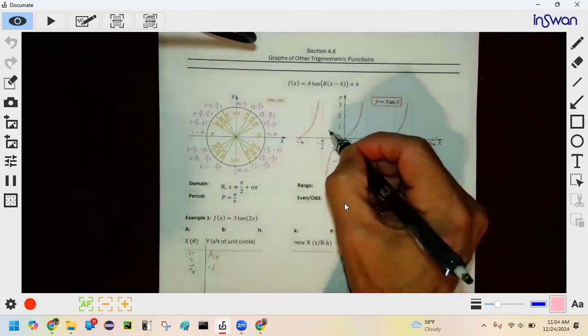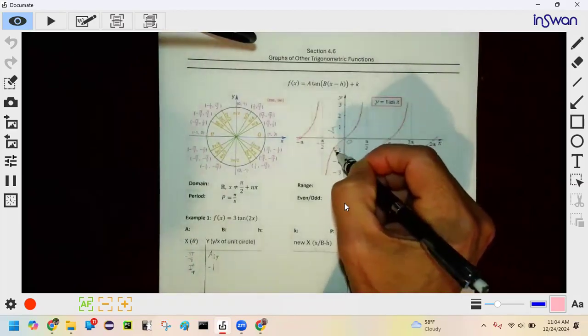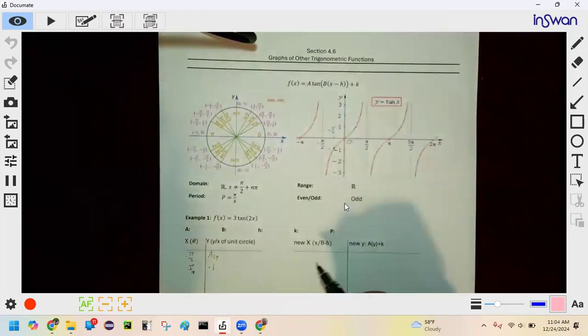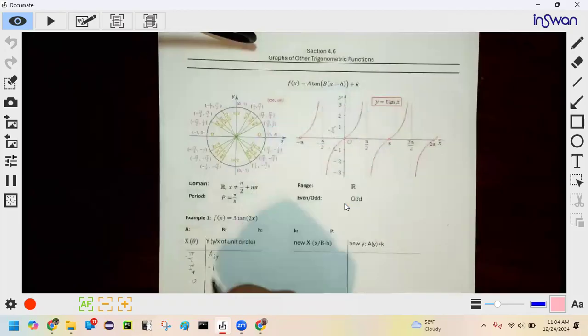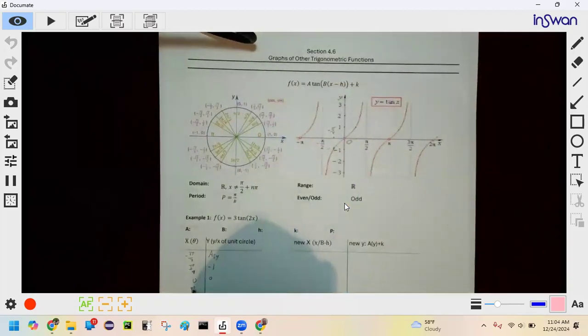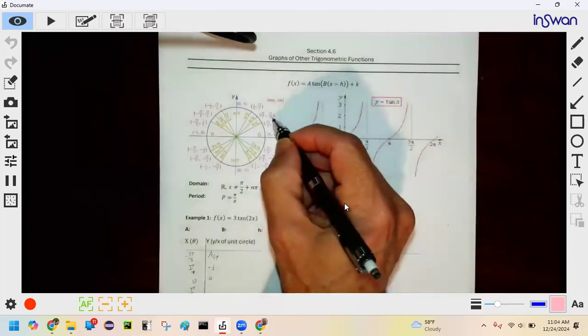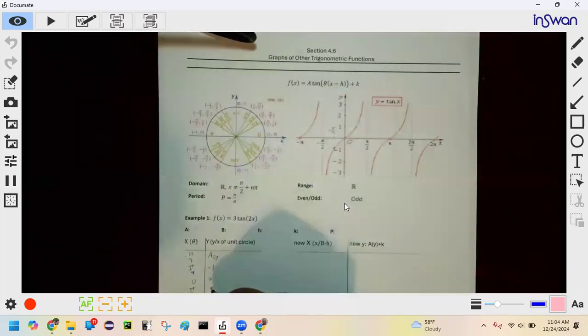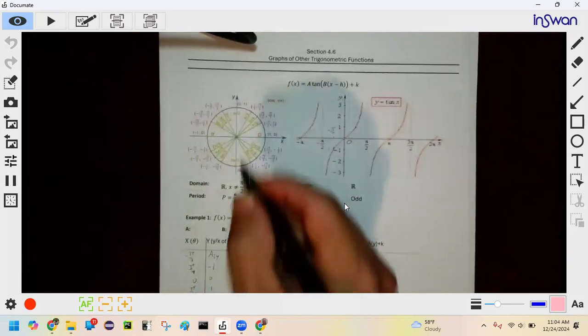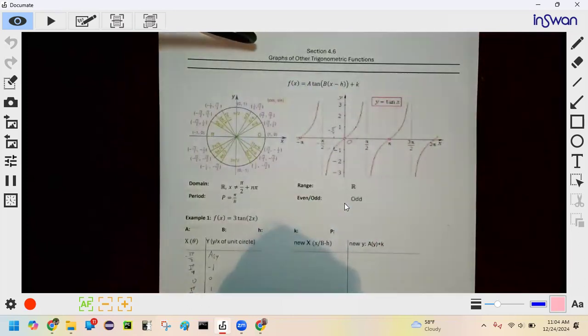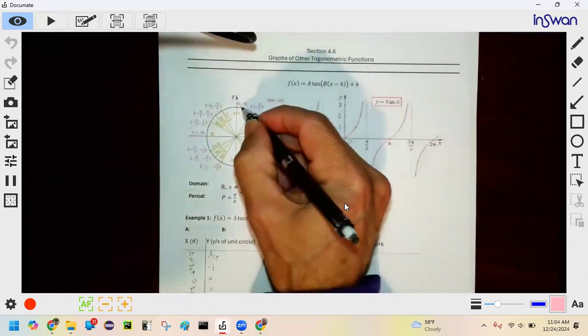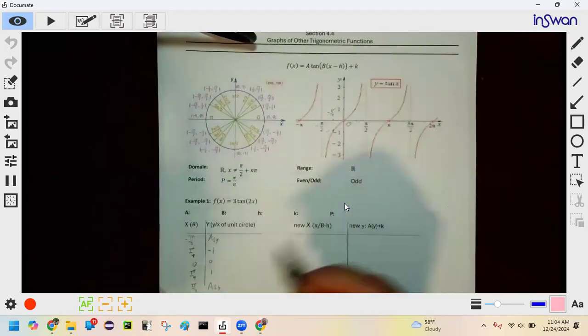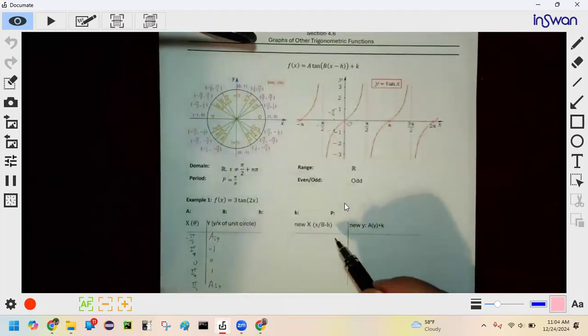Negative pi over 4, negative 1. Okay? At 0, we're going to have 0 divided by 1, which is 0. At pi over 4, we're going to have root 2 over 2 divided by root 2 over 2, which is positive 1. And at pi over 2, we're going to have an asymptote again, because we're dividing by 0 again. So those are our 5 critical points that we're going to then transform using this guy right here.